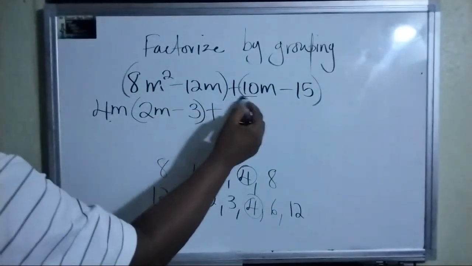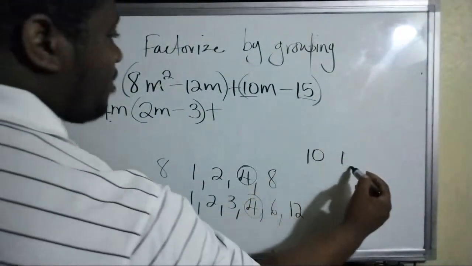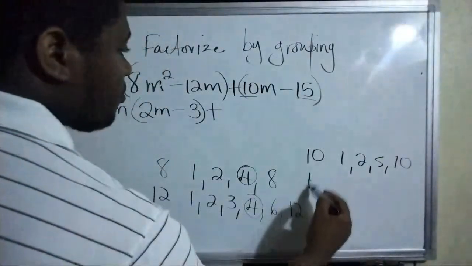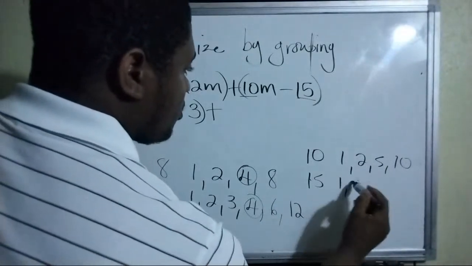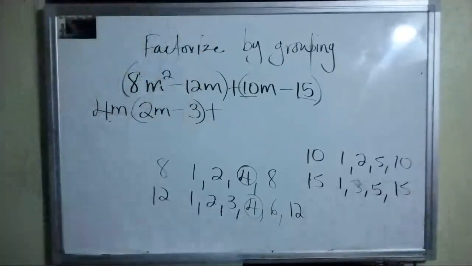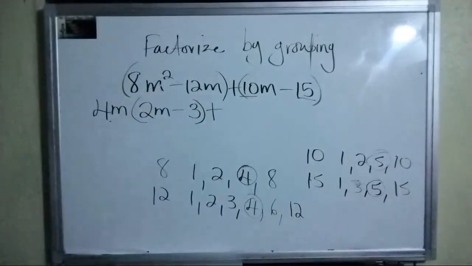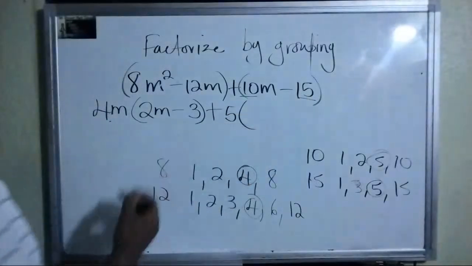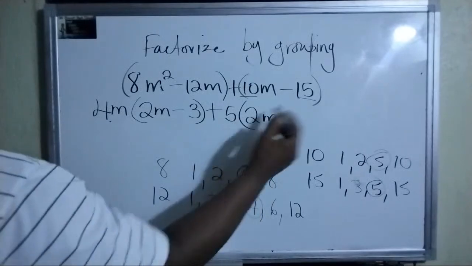What's the highest number that can go into 10 and 15? Let me just quickly list that, because we have time, guys. So that's 3, 5, and 15. So we can see, it's 5. 5 is the highest that is common to both. So we take out the 5, and then we do the same procedure. 5 into 10, 2m. 5 into 15, 3.